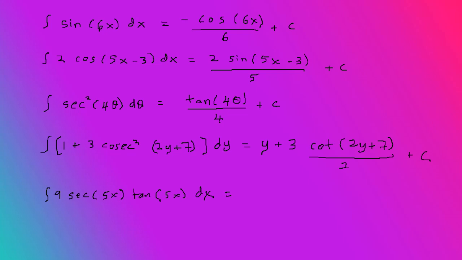Next, integrate 9 secant 5x tangent 5x dx. So 9 is a constant, so we write now 9. And then integration of secant tangent, we will get secant. So here we will get secant. The function is 5x, secant 5x. Divide by the constant for x, which is 5. So divide by 5 plus c.